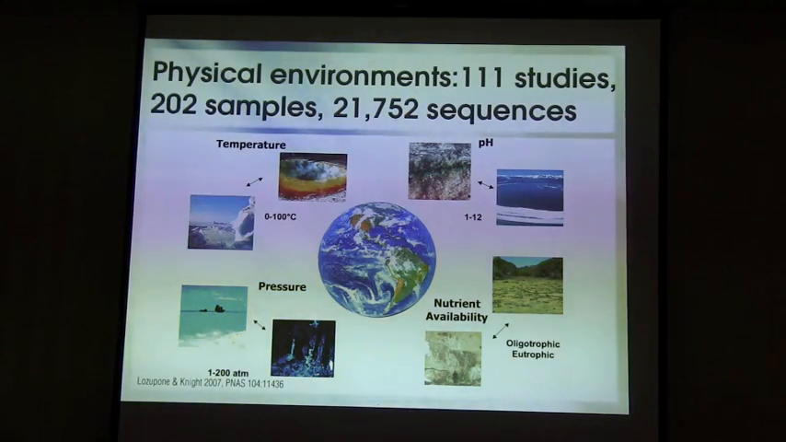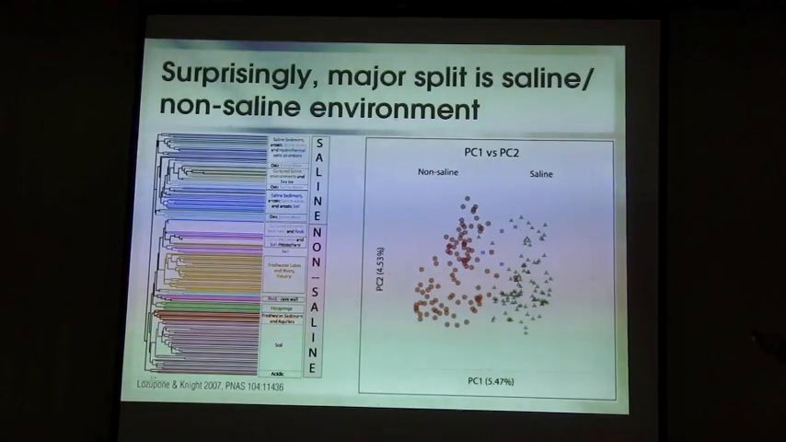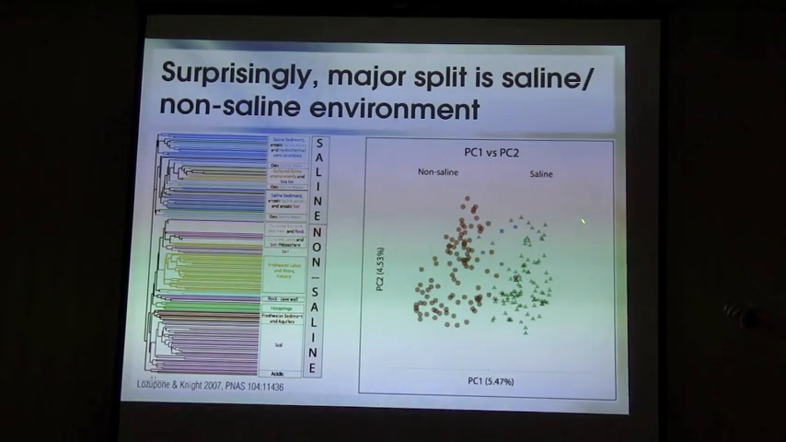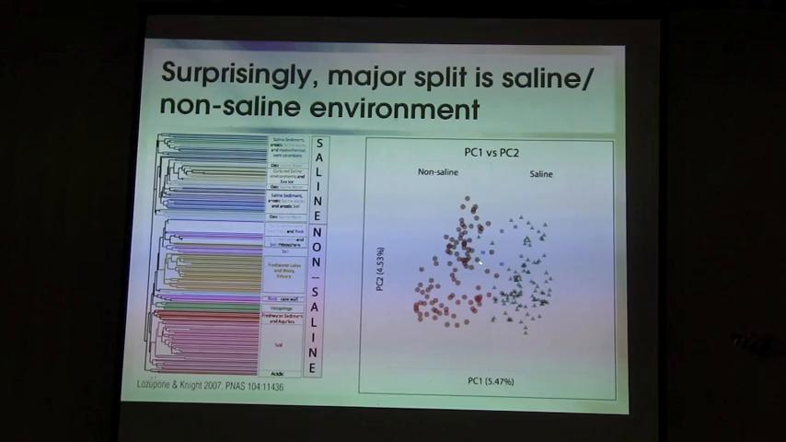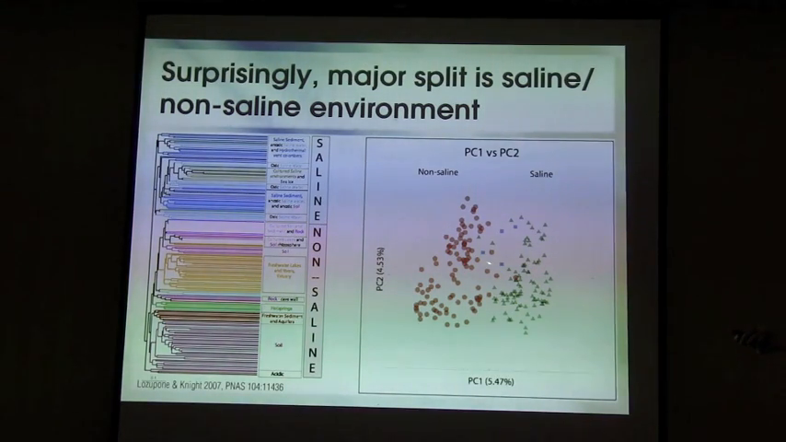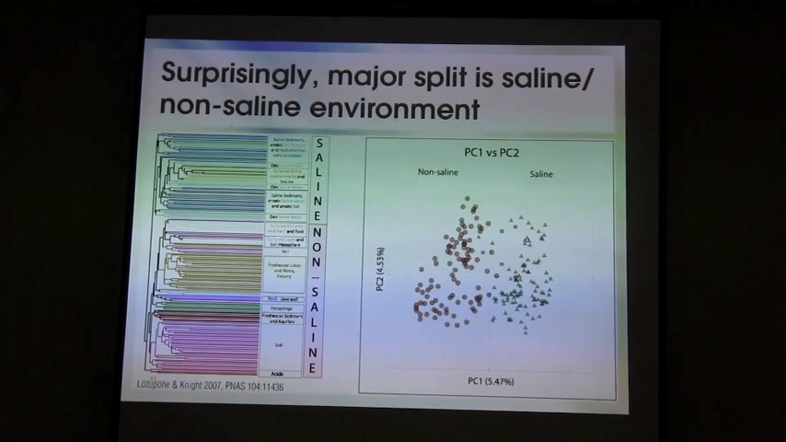And the question was, out of all this complexity, would we see any clear patterns relating all of these dissimilar samples? And much to my surprise, the clear answer was yes. We saw this very distinct split between the saline and the non-saline samples. You'll see a few samples in blue in the middle. Those are the estuaries, where you really do have a mixture between the saline and the non-saline.